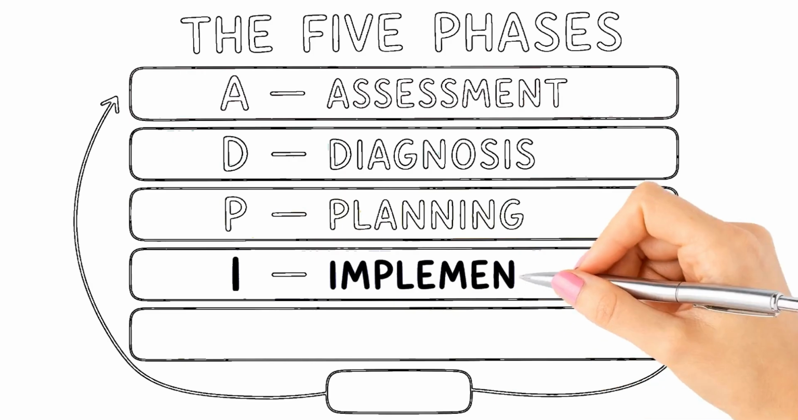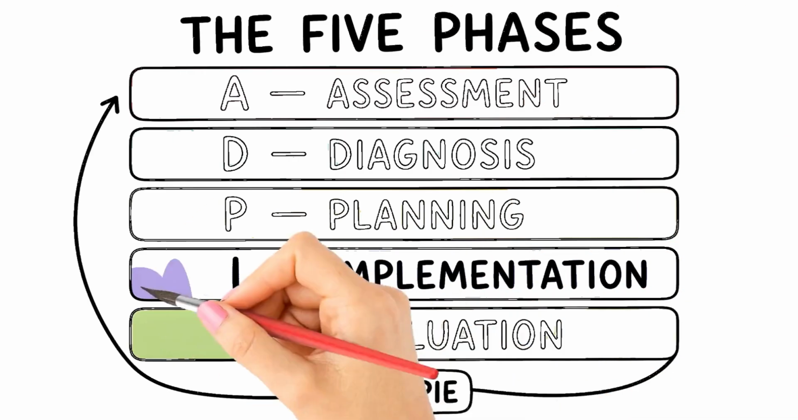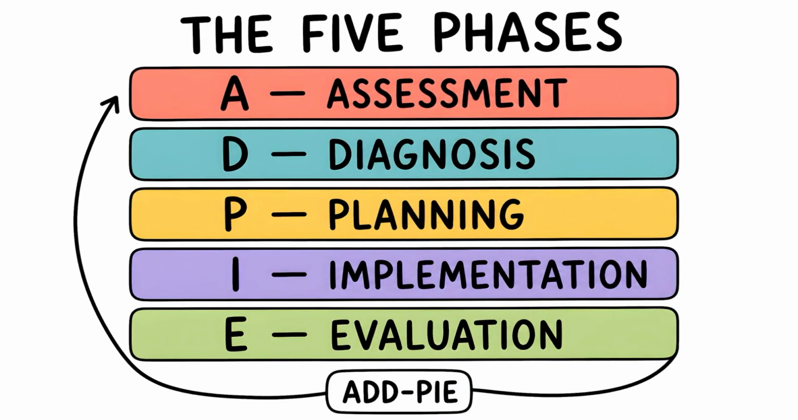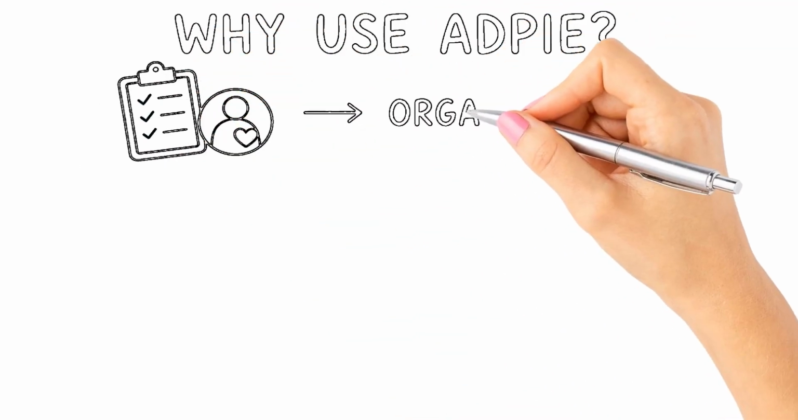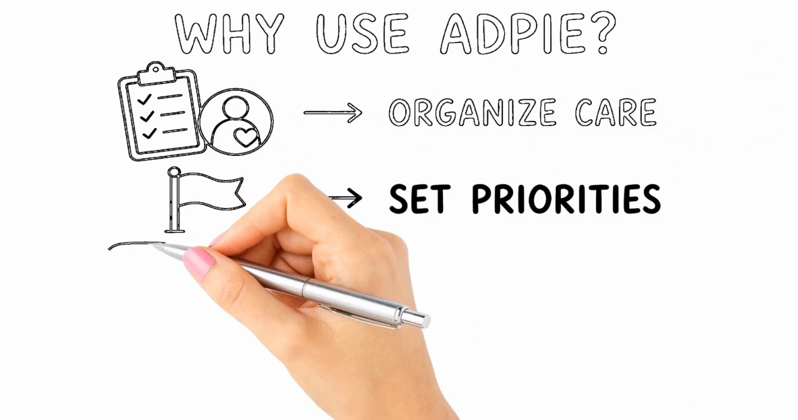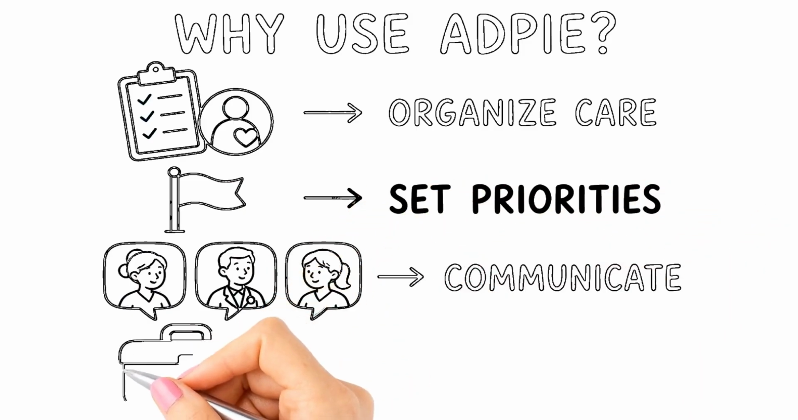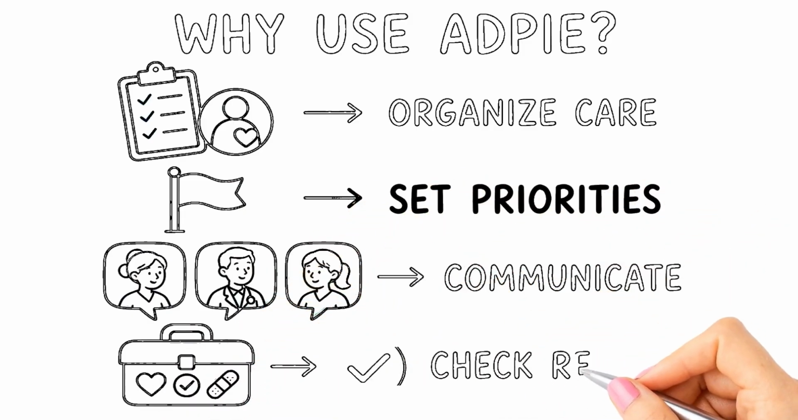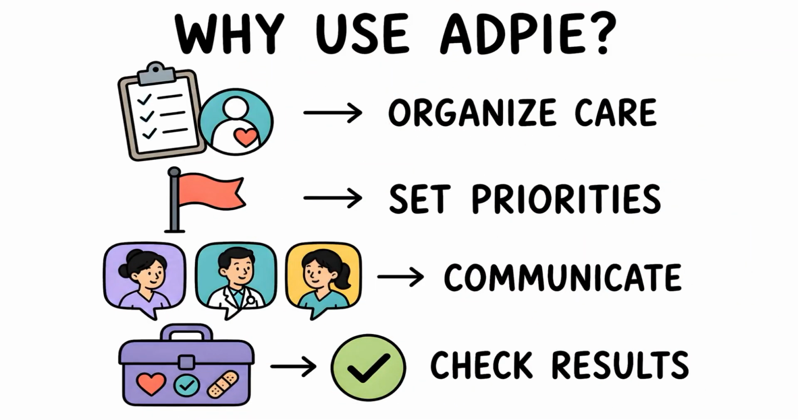Each phase builds on the information and decisions from the phase before it, while new findings can lead back to reassessment. Using the nursing process supports organized, consistent, and accountable care. It helps nurses recognize patient needs, set priorities, communicate with the healthcare team, choose appropriate interventions, and check whether the plan is producing the intended results.